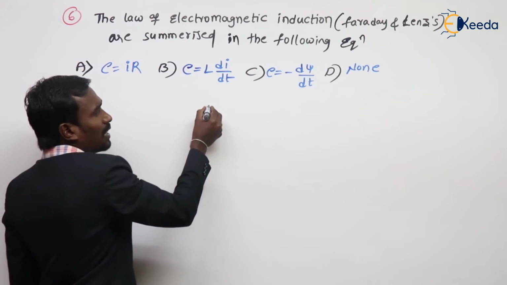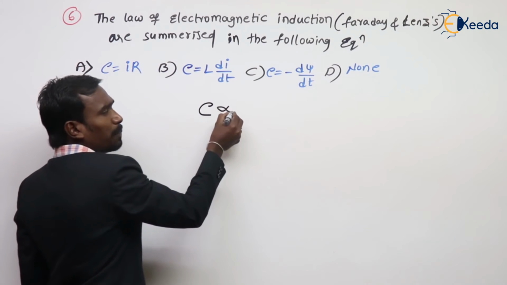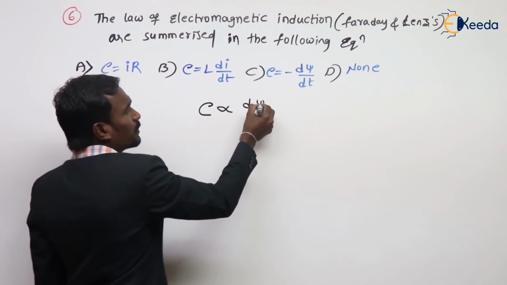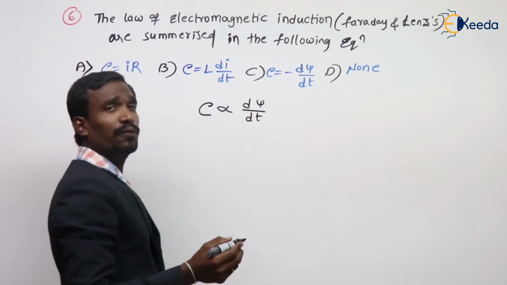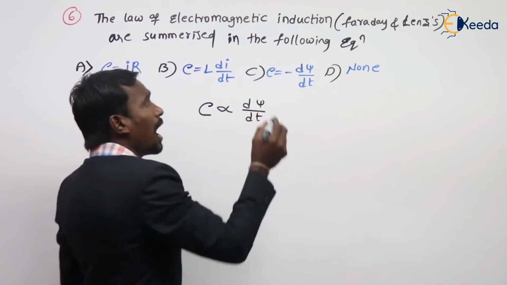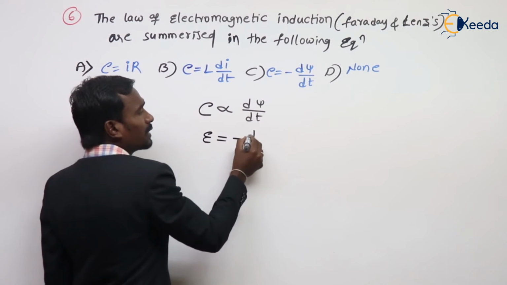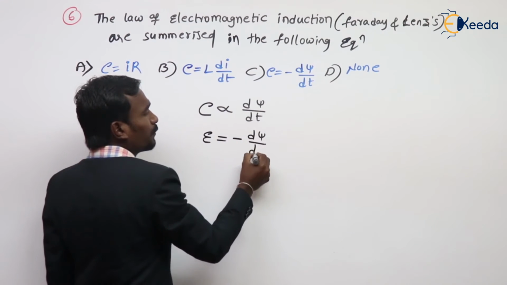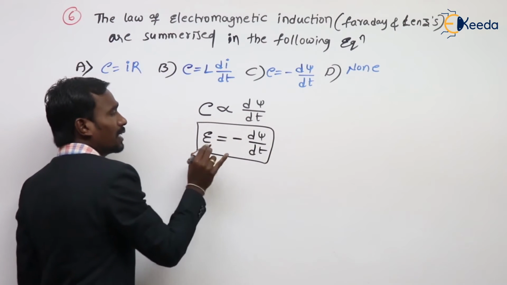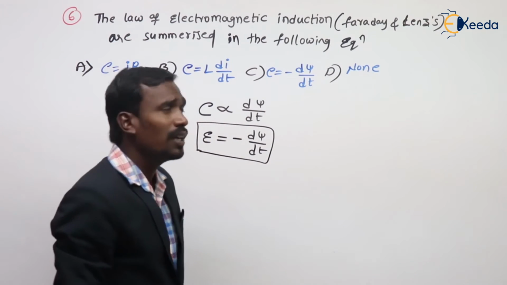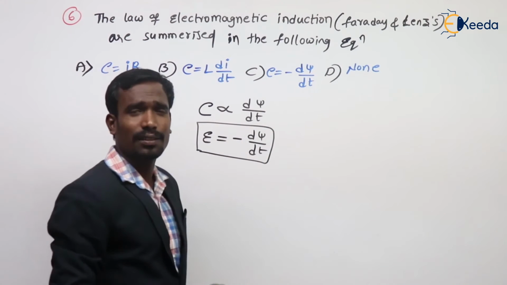According to Faraday's law, the induced EMF is directly proportional to the rate of change of flux linkages. And according to Lenz's law, the EMF opposes the rate of change of flux linkages. So finally, E is equal to minus d psi by dt is our answer.